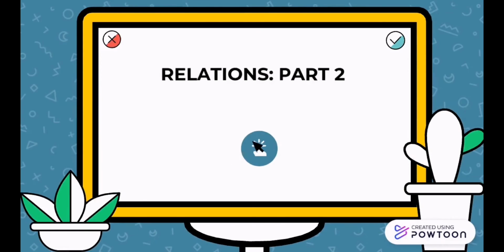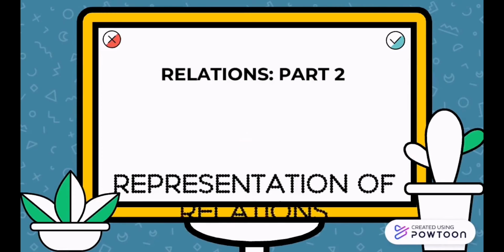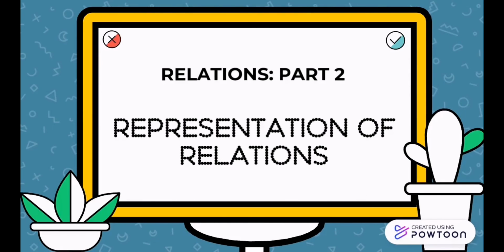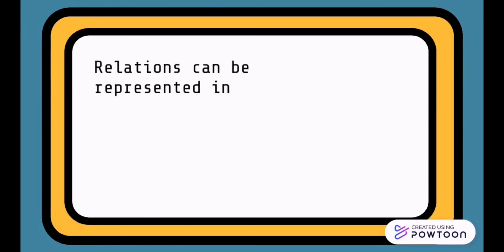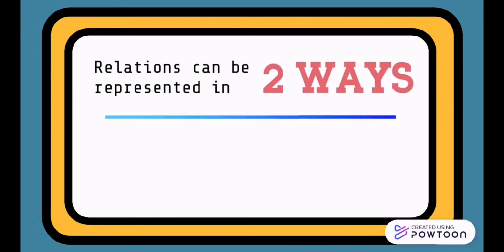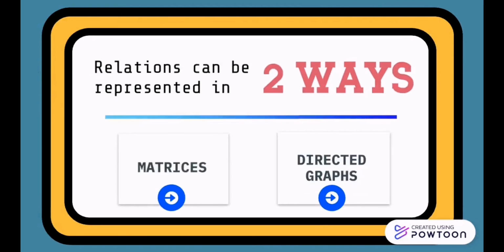Part 2. Representations of relation. There are two ways to represent a relation: matrices and directed graph.